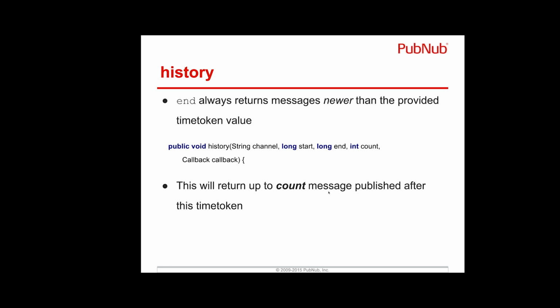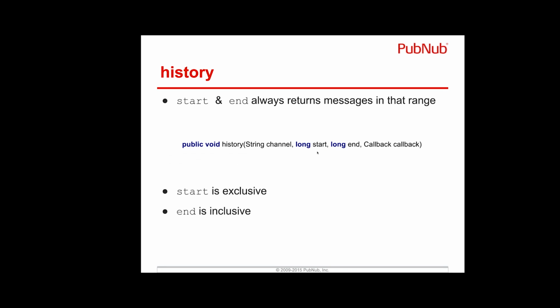And end always returns messages newer than the provided time token. Here's the callback, here's end. You can pass an end, and it will return messages newer than that time token. Same concept. You can use start and end together to filter messages or narrow the window on the messages returned from history. Start is exclusive, end is inclusive.